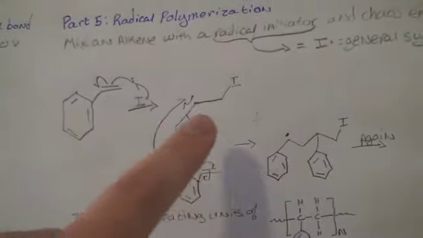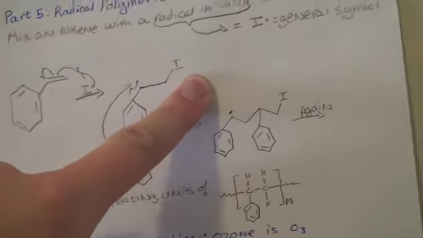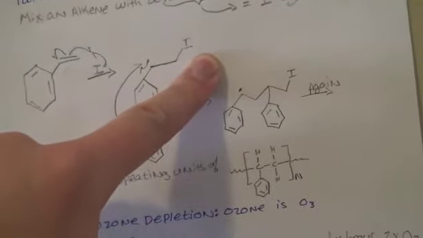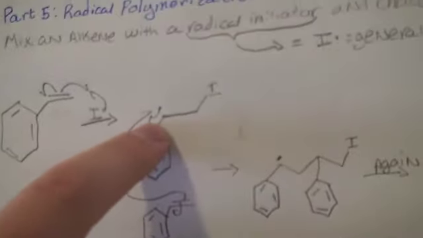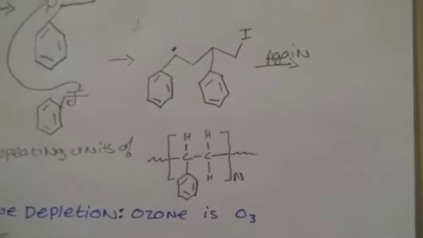First, it breaks this up, tacks an initiator onto one end of it. Imagine RO or maybe Br dot or something that's initiating this. And it puts that guy there, which will attack another. Do the same thing. And you just keep tacking them on and on and on until you build a big old chain.